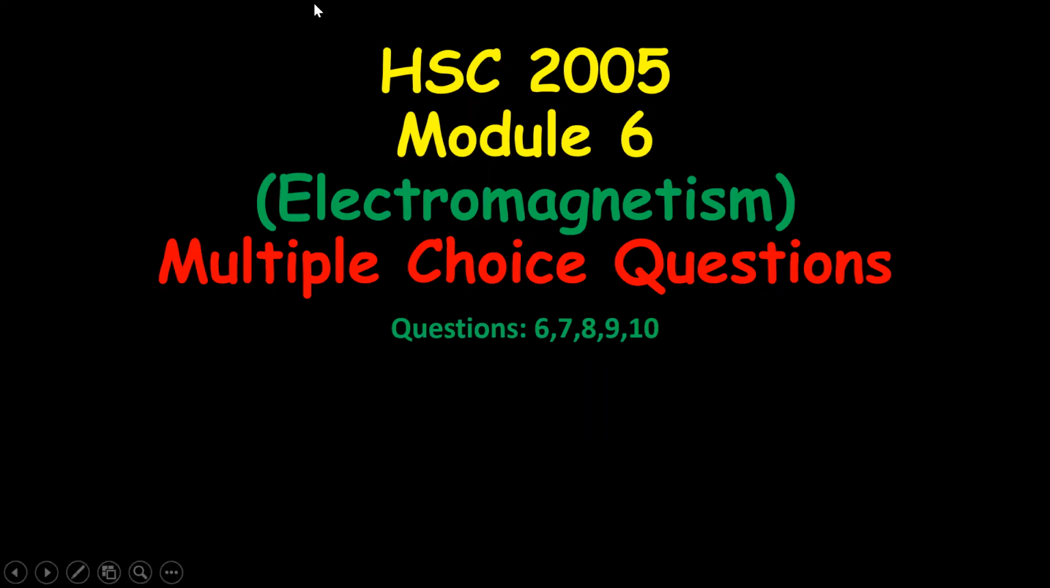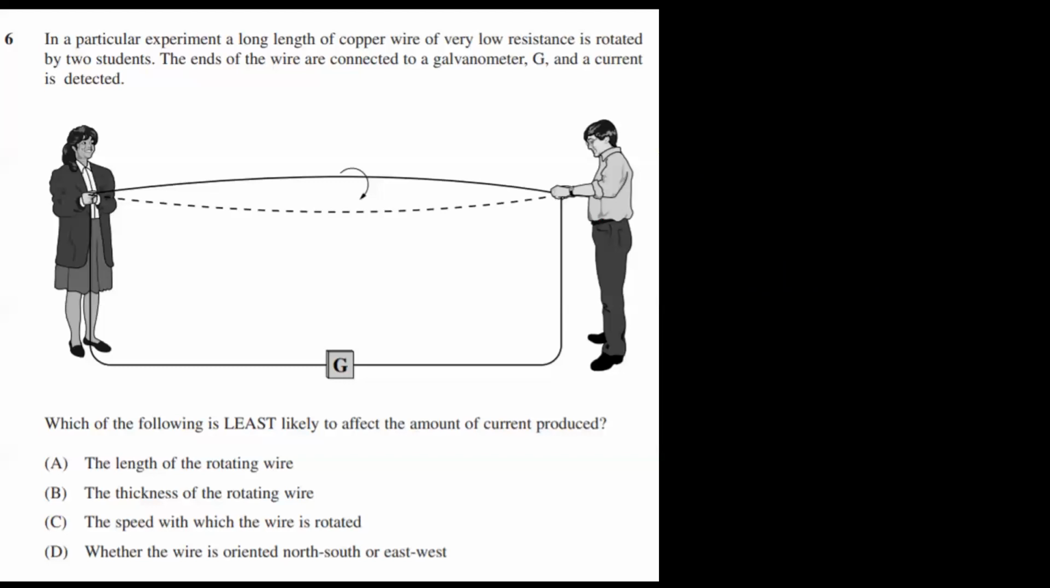In this video, I'm going to focus on Module 6 Multiple Choice Questions, 2005 HSC exam. The first question: in a particular experiment, a long length of copper wire of very low resistance is rotated by two students. The ends of the wire are connected to a galvanometer and a current is detected. Which of the following is least likely to affect the amount of current produced?